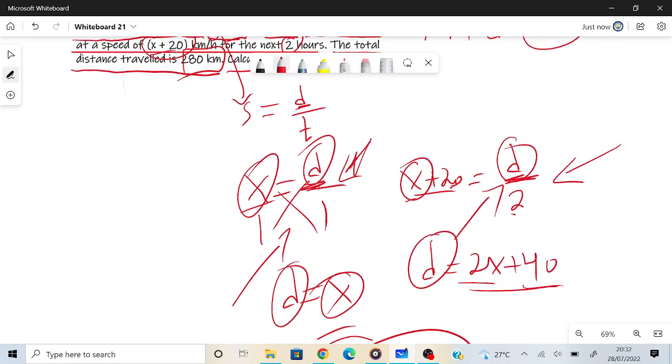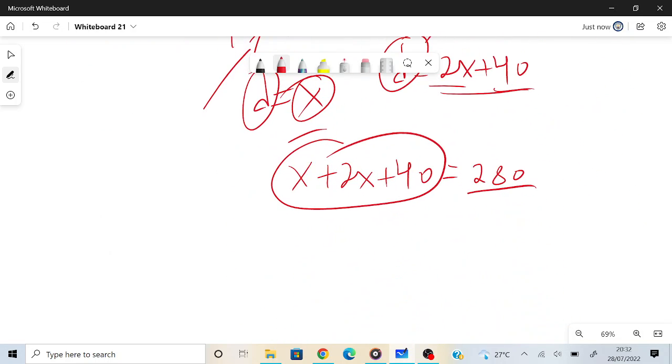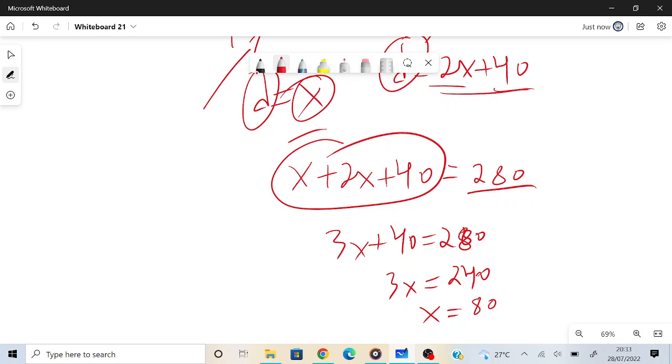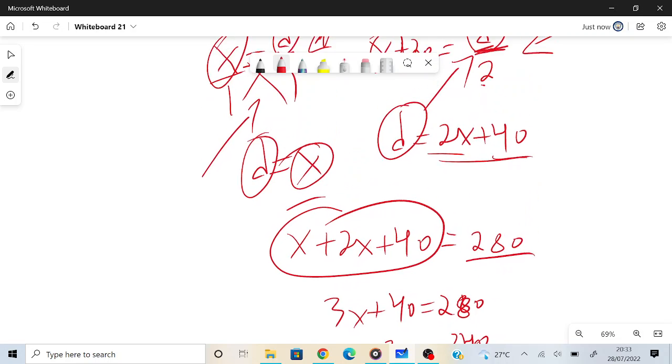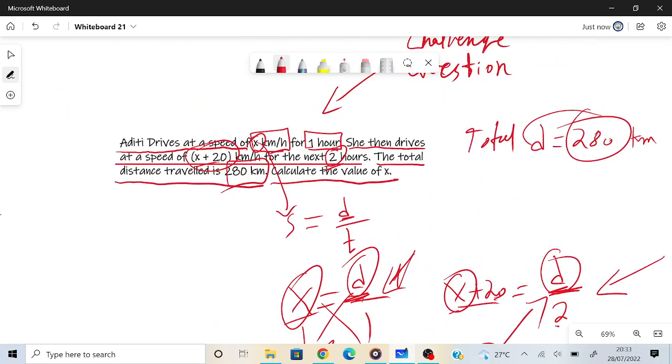Now that I have an equation, all I have to do is use algebra and solve it for x. x plus 2x is 3x, plus 40 equals 280. Take 40 to the other side, that would be 280 minus 40. This would be 3x equals 240, and x is 240 divided by 3, which is 80. Let me just quickly check that in a calculator. 240 divided by 3. Yep, it's 80, and we can confirm that.